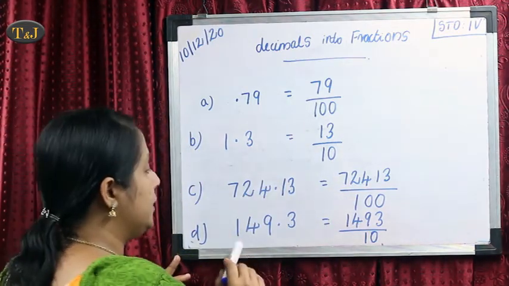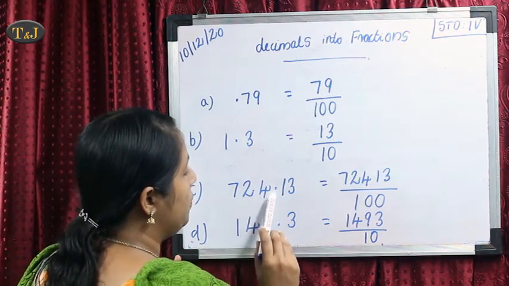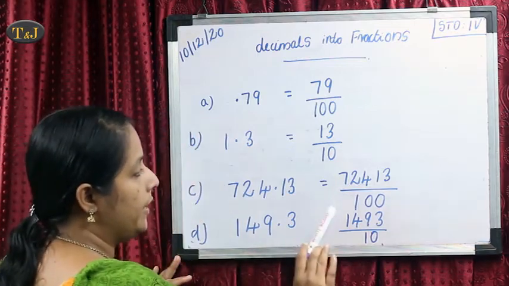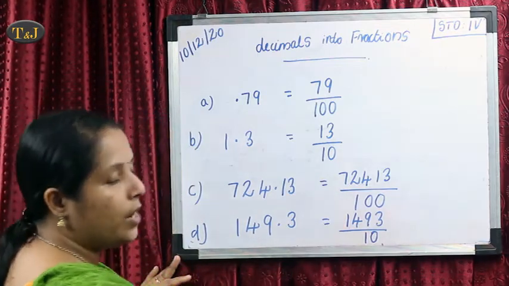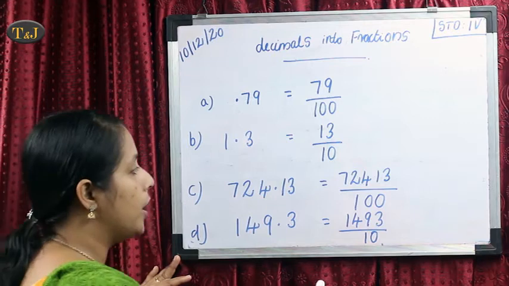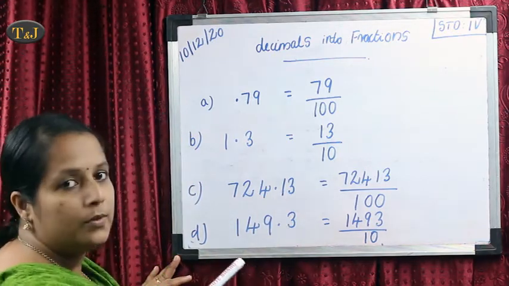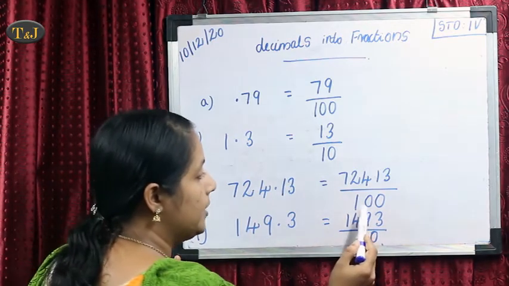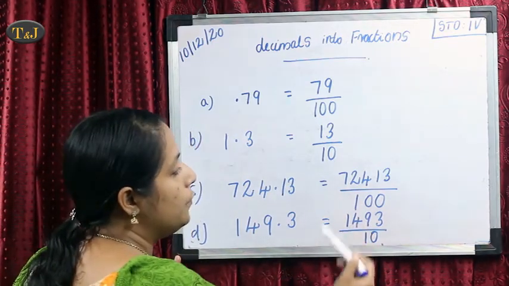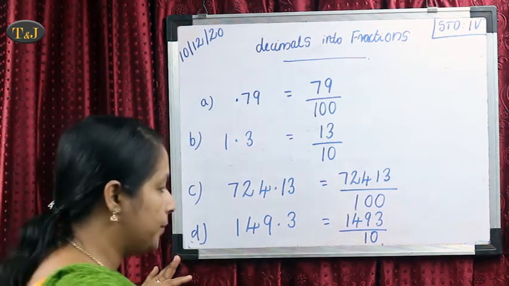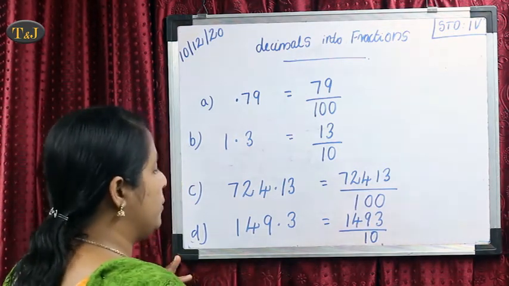Okay. Then our third problem, 724.13. First we write the number without the point, so we write 72,413. Then after the point, how many digits are there? 1, 2. So we want 2 zeros in the denominator. So the number is 100. Therefore we write 72,413 by 100.